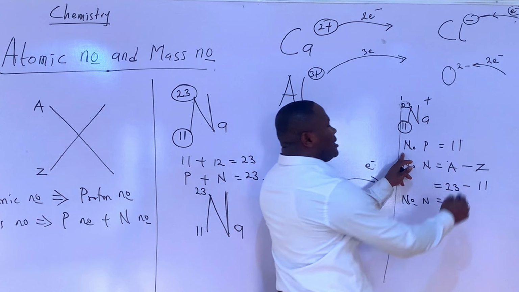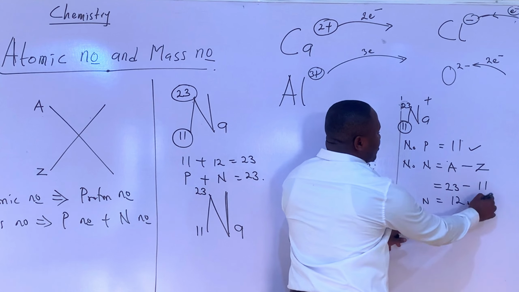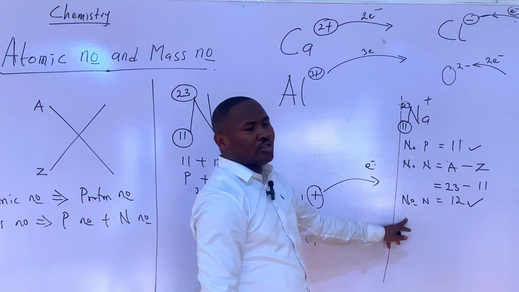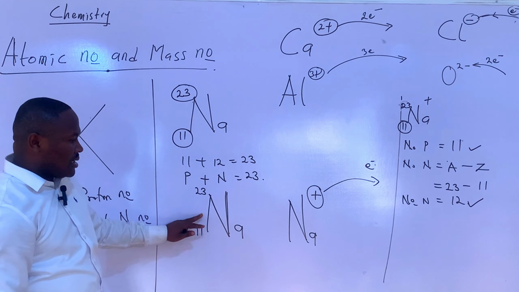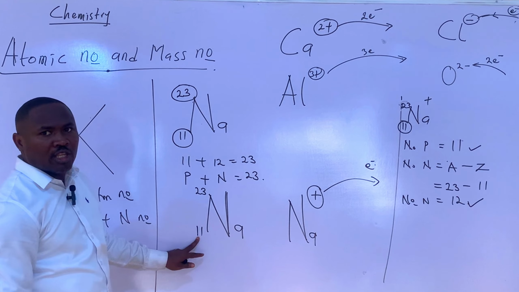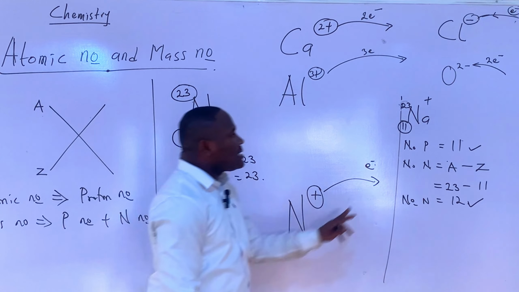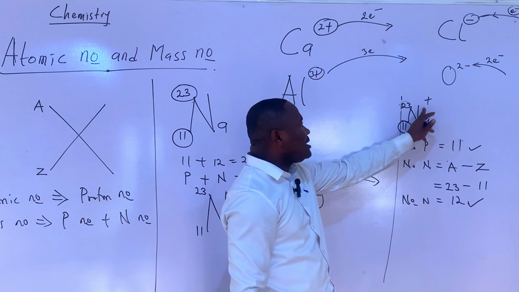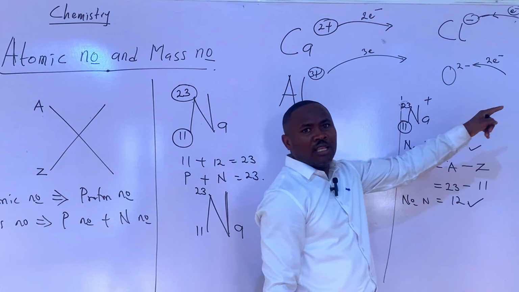Now, proton number is 11, number of neutron is 12. What about the number of electron? For a neutral atom like this, the number of proton, we said, equals the number of electron. But for an ion, this one is going to give out one electron.